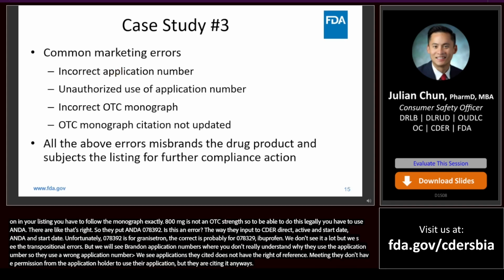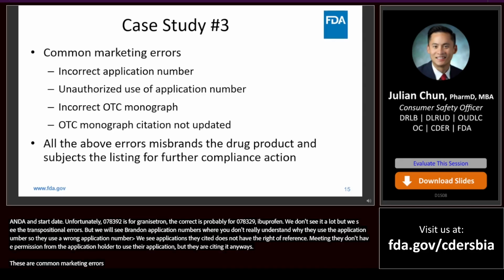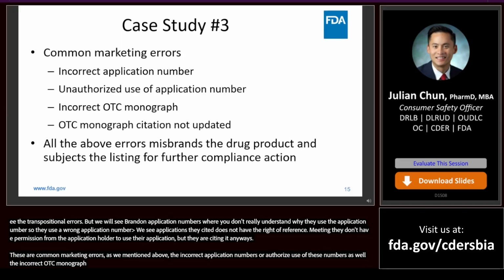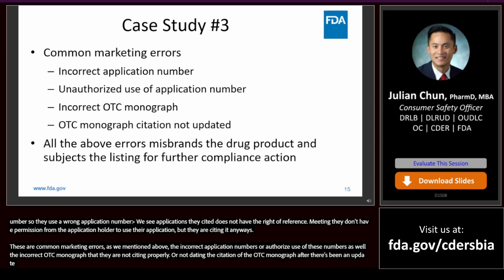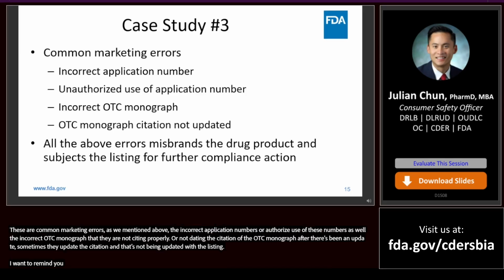So these are common marketing errors that we're seeing, as I mentioned above: the incorrect application numbers or unauthorized use of these application numbers, as well as the incorrect OTC monograph that they're not citing properly, or they're not updating the citation of the OTC monograph after there's been an update. Sometimes they update the citation, and that's not being updated in the listing. I want to remind you all that all of the above errors misbrand the drug product and subject the listing to further compliance action.